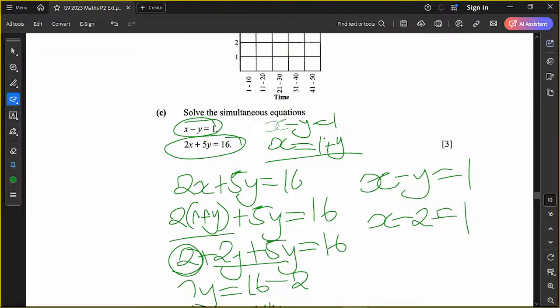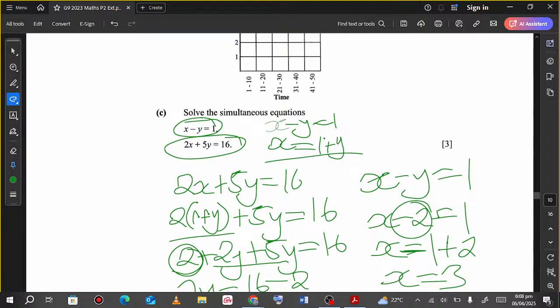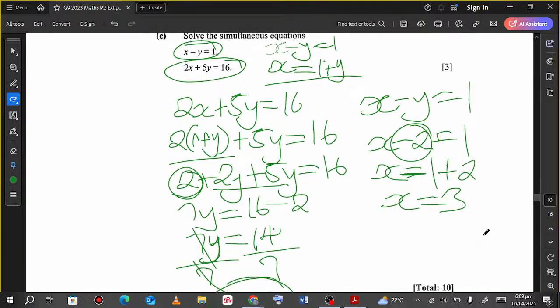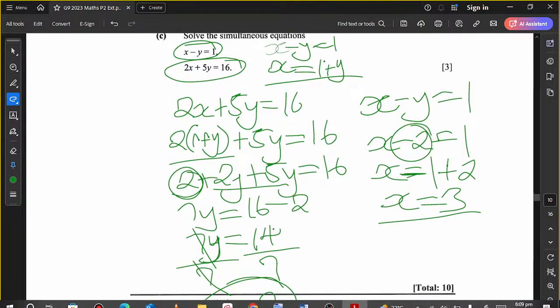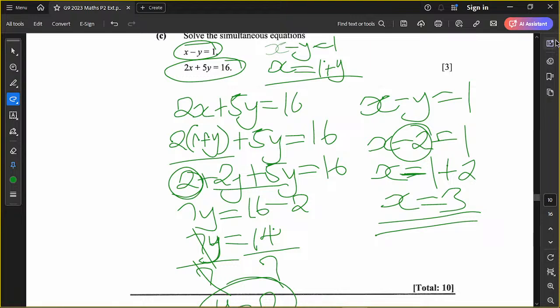Then I'll put like terms together. I'm going to have x is equal to 1, then this negative 2 will cross the equal sign and become plus 2. Then we say x is equal to 3. That is the value of x, which is 3. So like that, I found the answer.